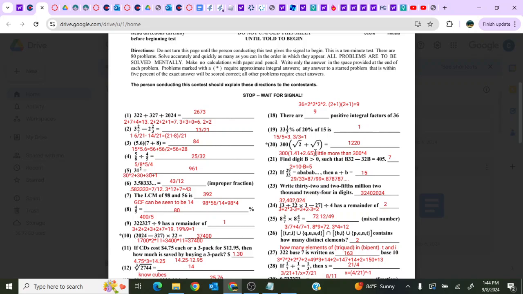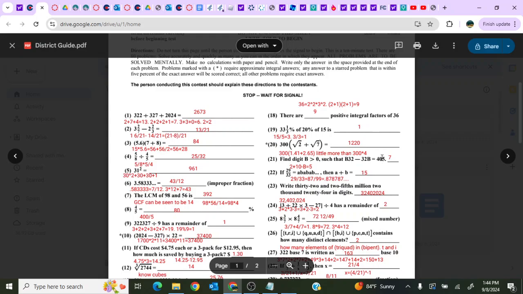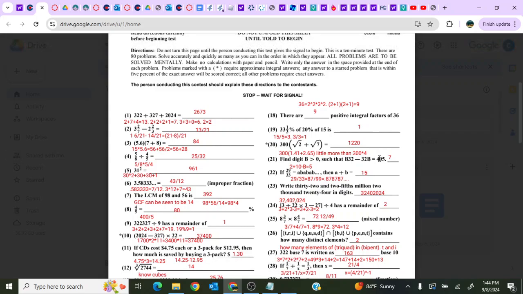21, find digit b greater than 0 such that this minus that is equal to 405. Well, you only really need to look at the ones place. What number, 2 minus what number will get you 5? Well, the answer would be negative 3, which isn't possible. So imagine you have to take a 1 from the tens place to completely subtract it. So now you have 12 minus what number is equal to 5, and that number is clearly 7.